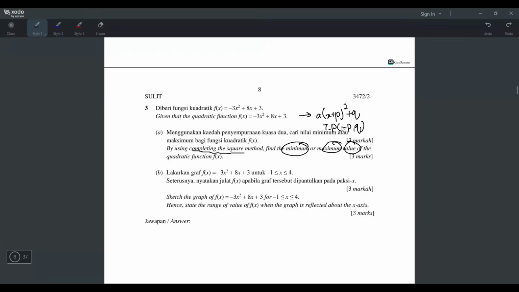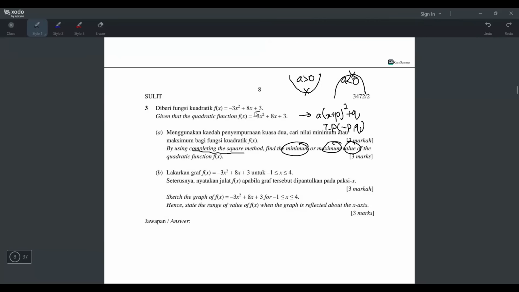But is it maximum or minimum? Because a turning point can be maximum, it can be minimum, right? So is it maximum or minimum? Okay, for that you look at the a. If the a is positive, then it's minimum, right? Because if a is positive, then the shape is like this, like a happy face, right? But if the a is negative, then it's like this, then it's maximum, right? So in this case, you don't need to do completing the square.